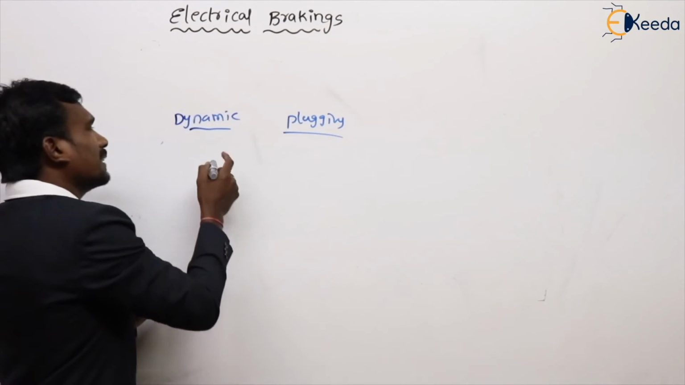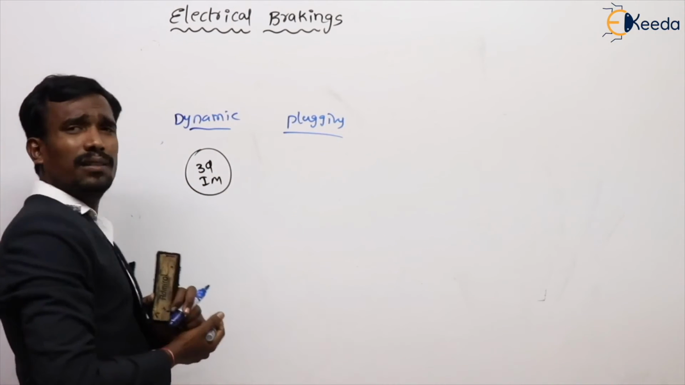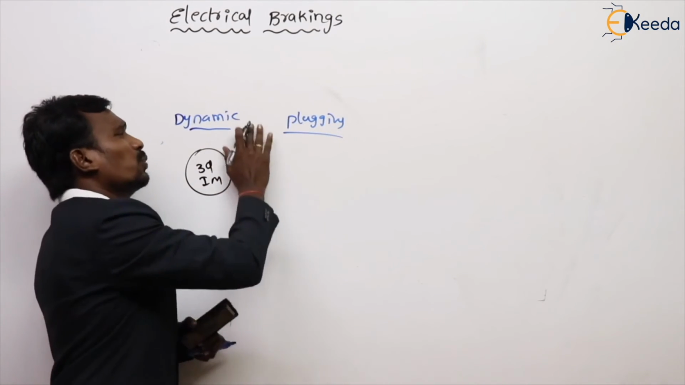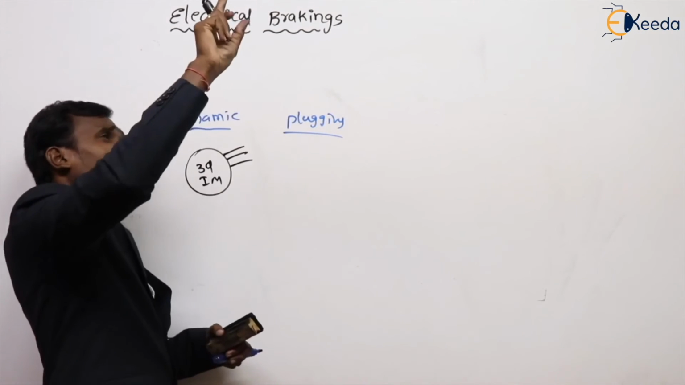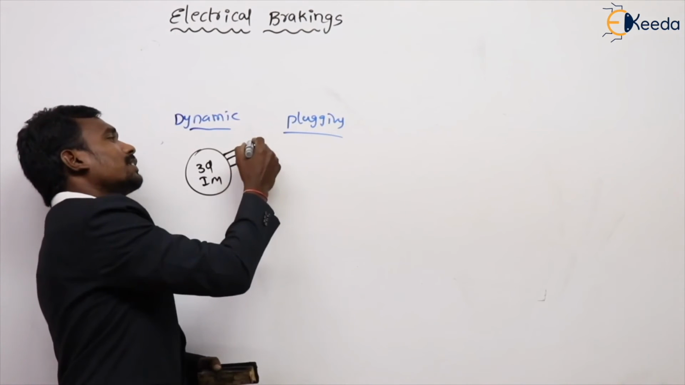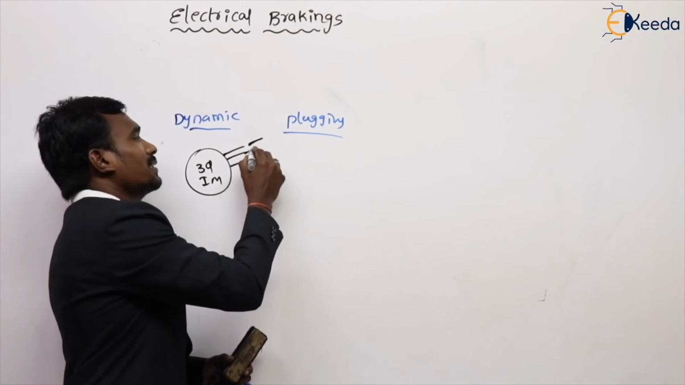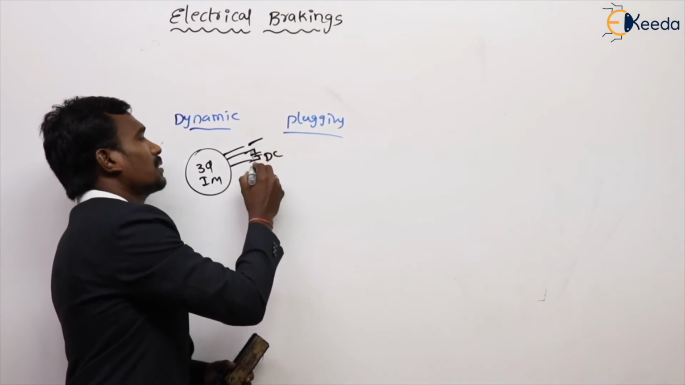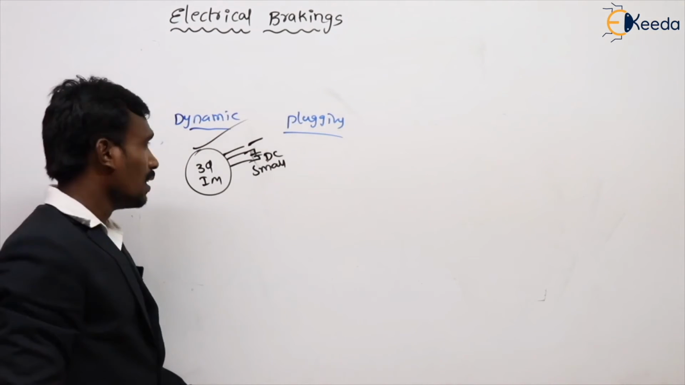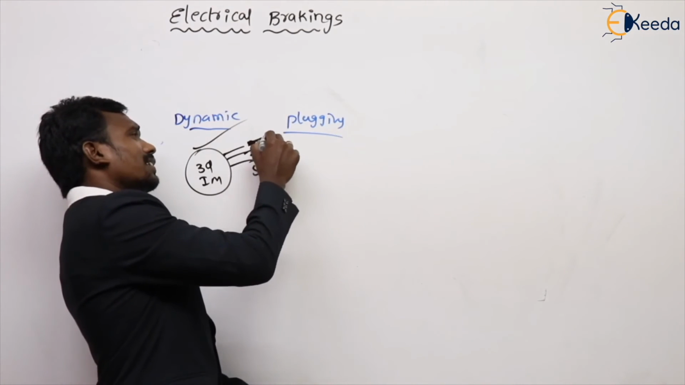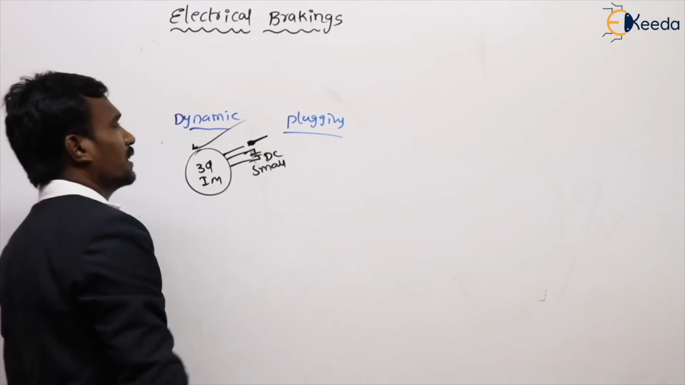How can we apply dynamic braking for a three-phase induction motor? Very simple. Just as I told you for the DC motor, disconnect the supply from the armature. Here also disconnect the three-phase supply and just give a small DC supply, then dynamic braking will be applied. Actually, we have a three-phase supply, but disconnect it and apply a small DC supply. Then dynamic braking will apply for the induction motor.